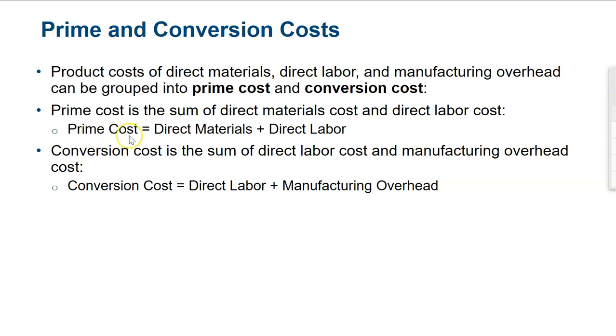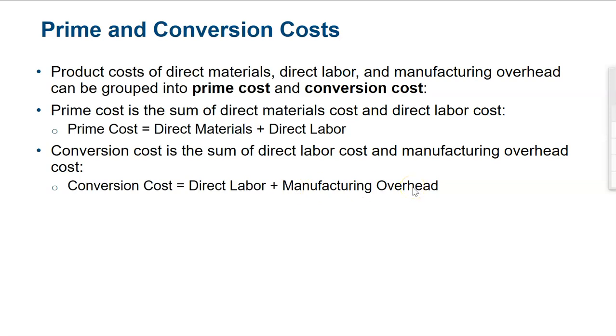So prime cost equals direct materials plus direct labor. So these two items, direct materials and direct labor, are also direct costs. So direct materials and direct labor are types of prime costs. They're also direct costs. Okay, if we go back a few slides. Now watch this. It says conversion cost is the sum of direct labor cost and manufacturing overhead, so the formula for conversion cost is direct labor plus manufacturing overhead.